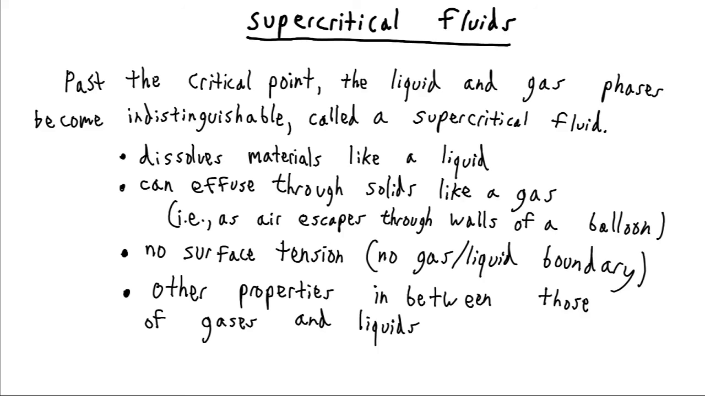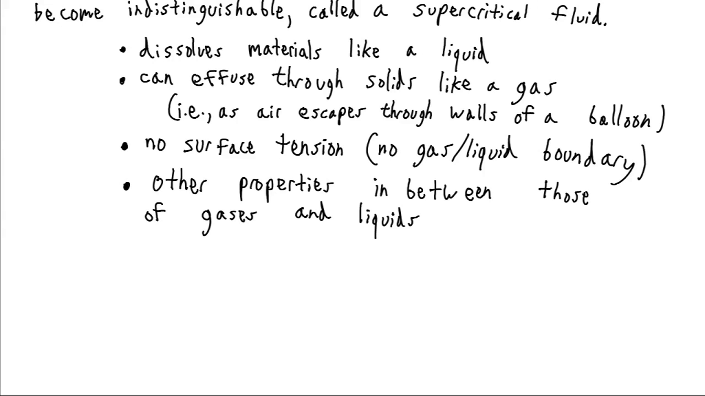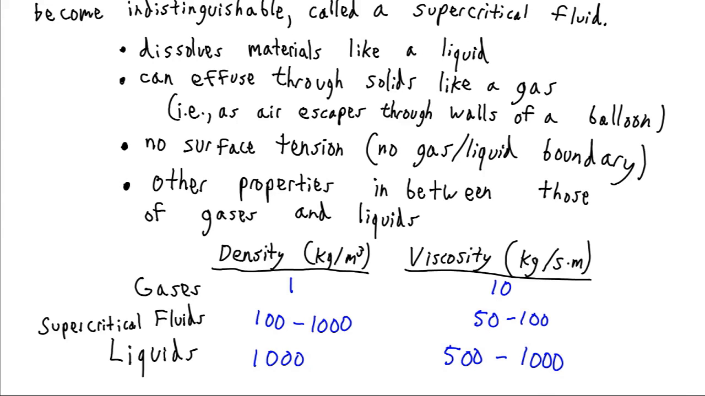Something else that supercritical fluids can do is they can effuse through solids like a gas. So, for example, how air escapes the walls of a balloon, that's something that supercritical fluids can do. Because there's no gas or liquid boundary, then there's no surface tension. They're just as happy being a liquid as they are being a gas, because they're both. And they have other properties, which are in between those of gases and liquids. So for example, density and viscosity, you can see that the values for supercritical fluids lie directly in between those for gases and liquids.